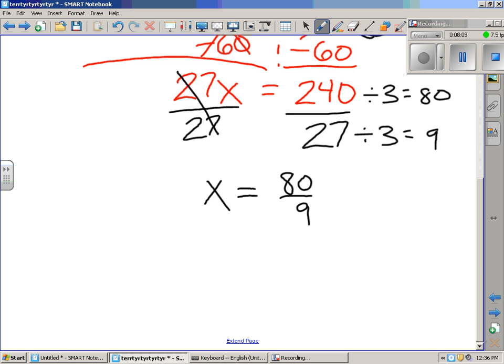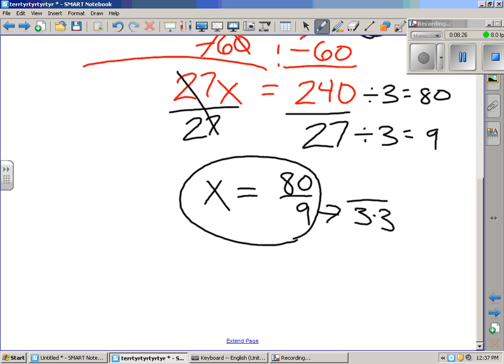To make sure that you simplified it fully, think about the prime factorization of 9. The prime factorization of 9 is 3 times 3. So all we have to do is figure out if 80 is divisible by 3. And 80 is not divisible by 3. So this is as simplified as it gets.